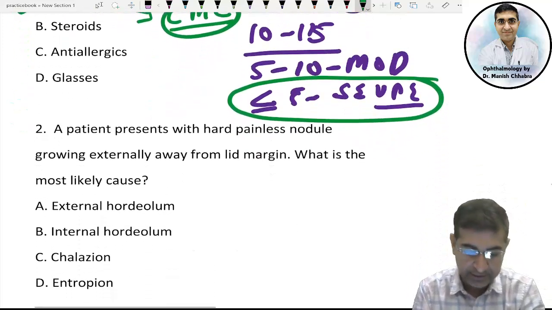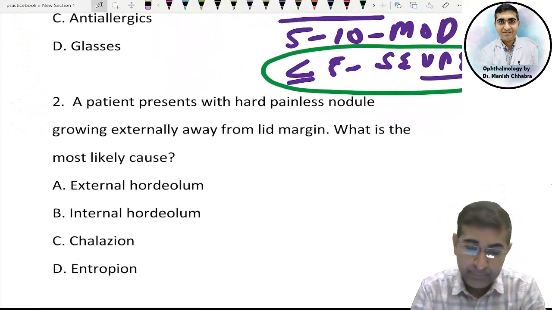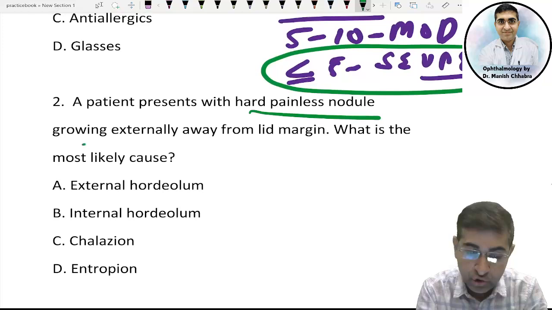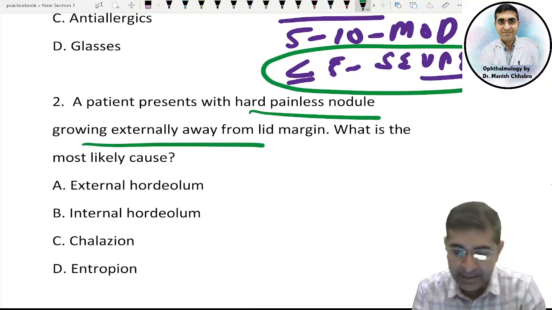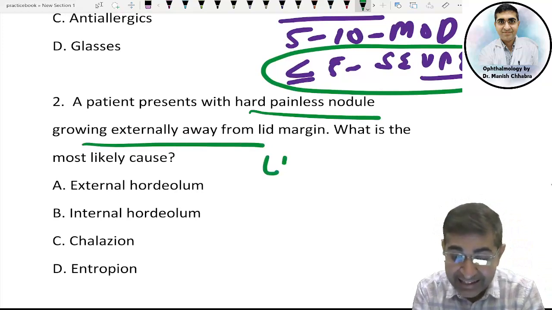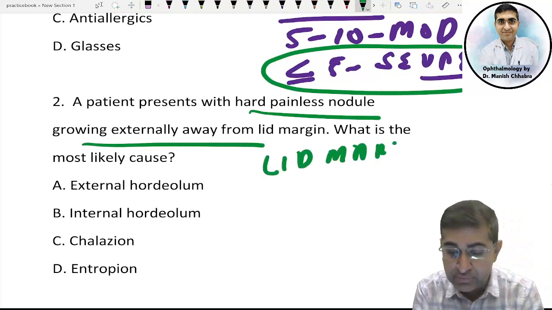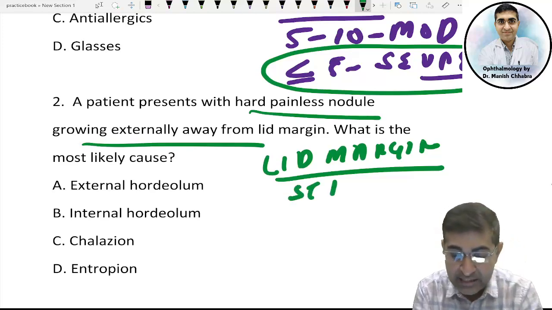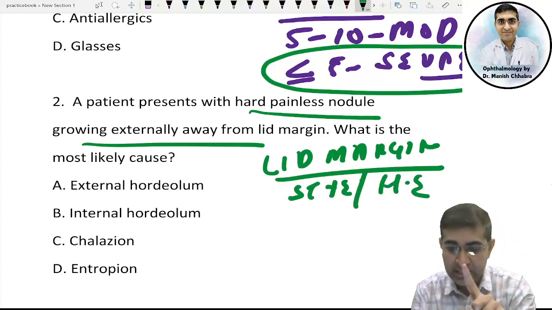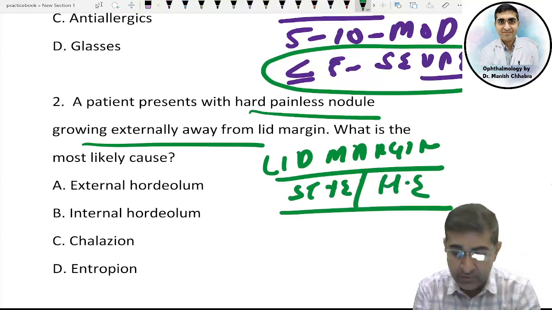Okay, all right. Now the second question, a patient presents with hard painless nodule growing externally away from the lid margin. I always say in my lectures, if it is growing at the lid margin, on the base of the eyelash, you call it stye or hordeolum externum. And stye is what? It is inflammation of hair follicle.